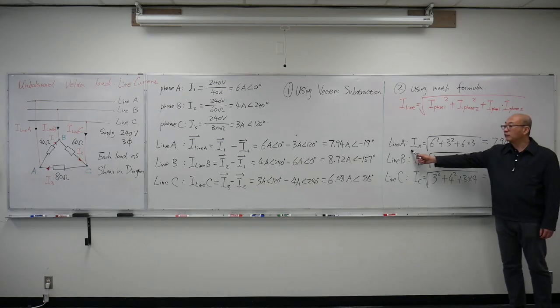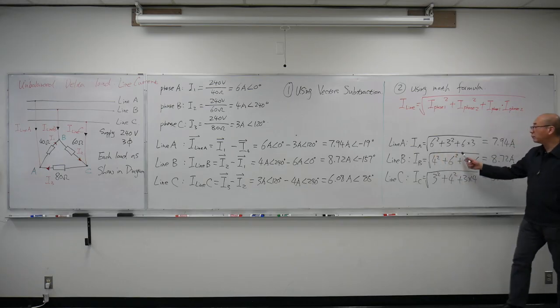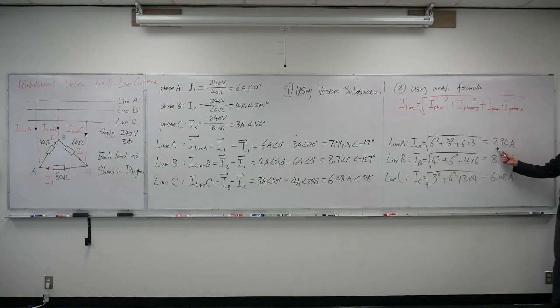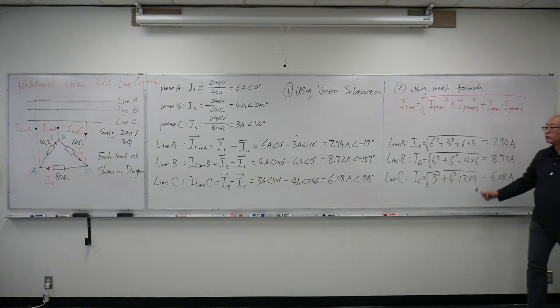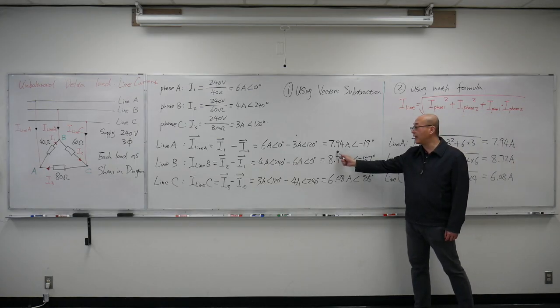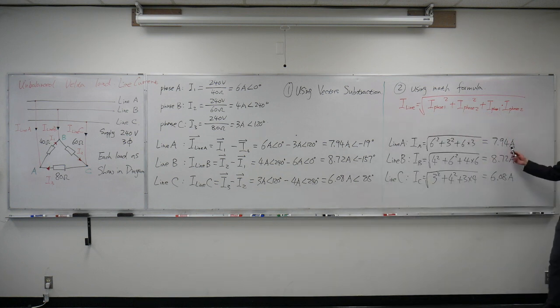So applying it to line 1, I have 2 phase currents, 6 and 3. Square them, plus 6 and 3 multiplied together. Take the square root, and I get 7.94 amps. This calculation is the same as using the 2 vectors and subtracting them. We have the same current value. Just by using the math formula, we're not going to have any degree related to it, but here we don't worry about degree too much.